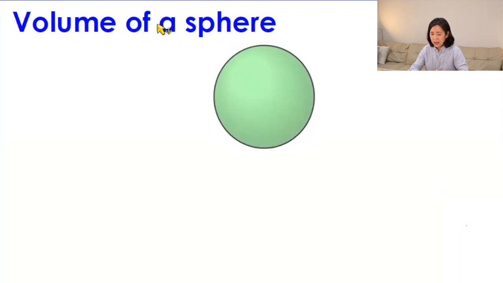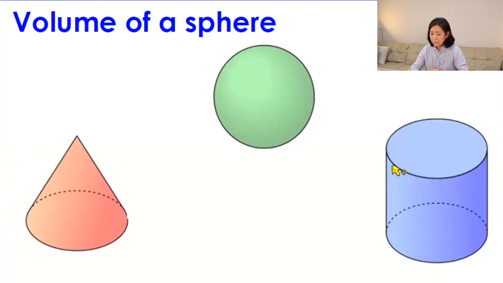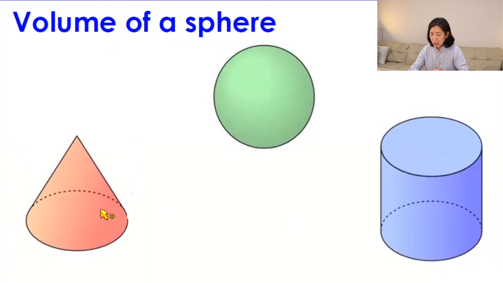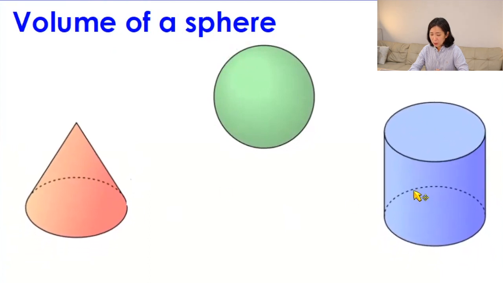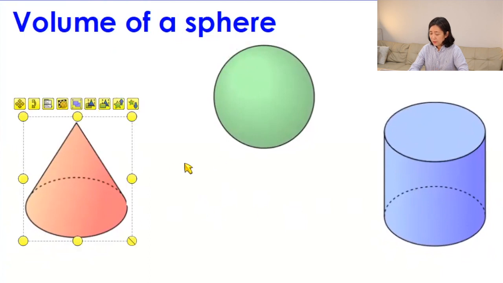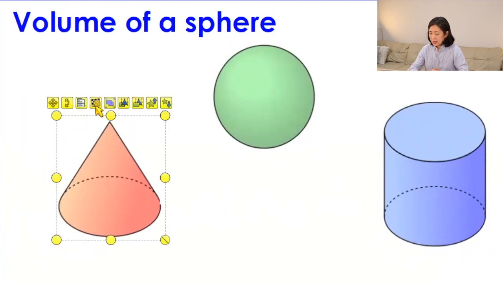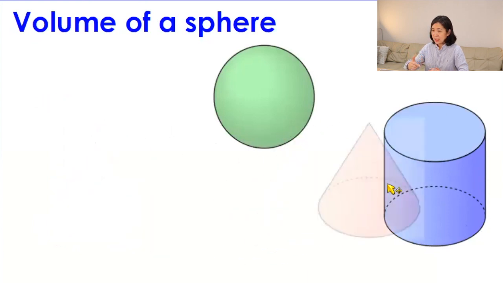Here we've got a cone and then we've got a cylinder. The most important thing about these three shapes is they have the same base. Look, have a look at the base of the cone and base of the cylinder. It's exactly the same. And then also the sphere, you don't have a base, but if you just cut it in half, then the cross section will be a circle, and that is exactly the same size as the base of the cone and cylinder.